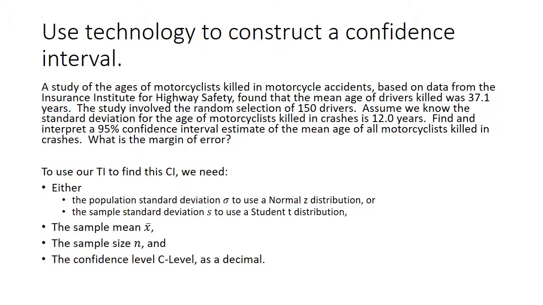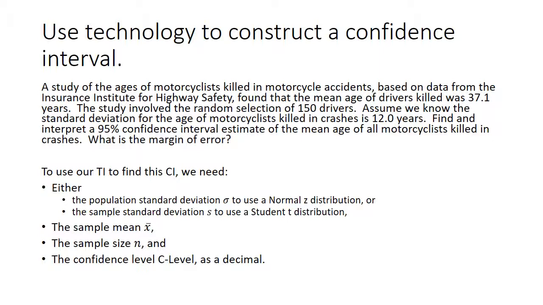So here we are told we have a random selection of drivers, and this was done by the Insurance Institute for Highway Safety. So there's nothing in there that screams bad study, bias, throw it out. So we are going to assume that everything else was done well. Now, in order to do this on our calculator, we need a few things to find our confidence interval, CI.